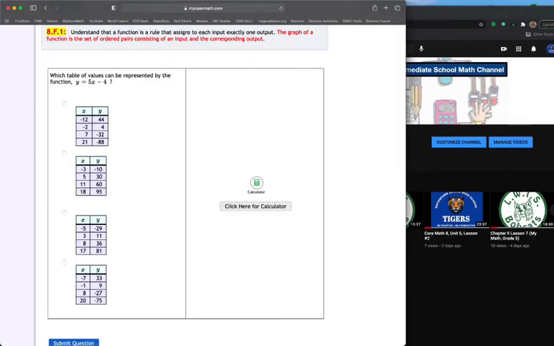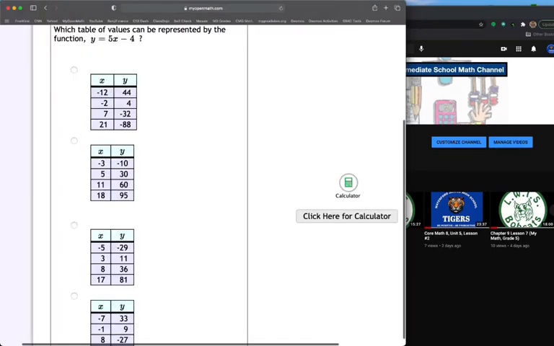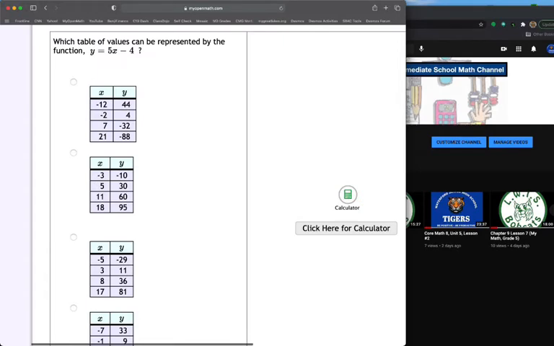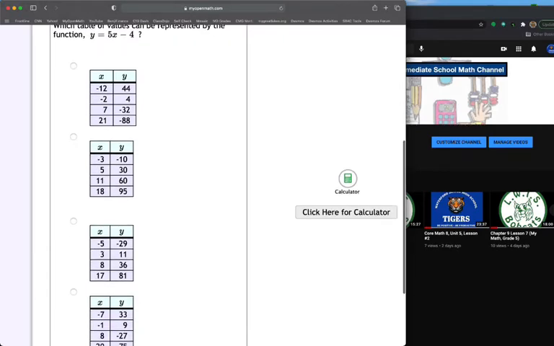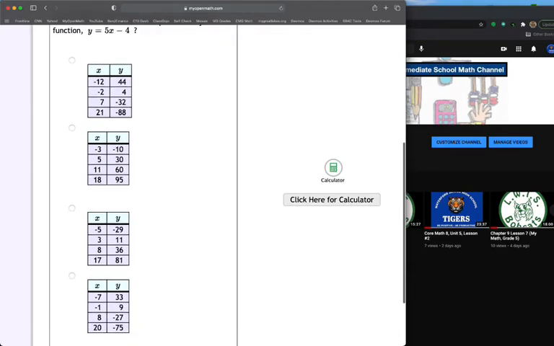In this particular problem, we're dealing with the standard 8.F.1, where we're dealing with functions and how they relate to inputs and outputs. You can see that we have a function represented by the linear equation y equals 5x minus 4, and we're trying to figure out which table of values can be represented by that particular function.